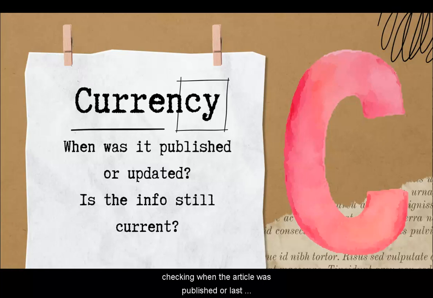The C stands for currency. You want to start off by checking when the article was published or last updated. You want to find out if the information is current. In most cases, especially with topics like science, health, or technology, you'll want articles from the last 5 years. If the content is outdated, it may no longer be reliable.